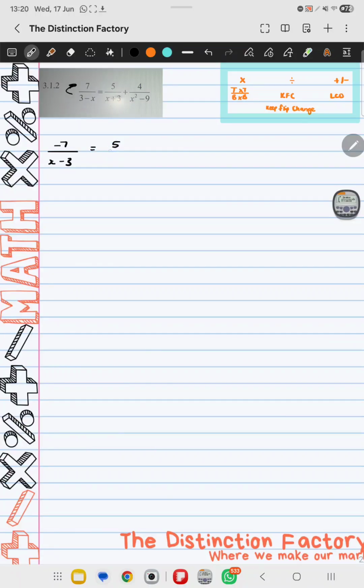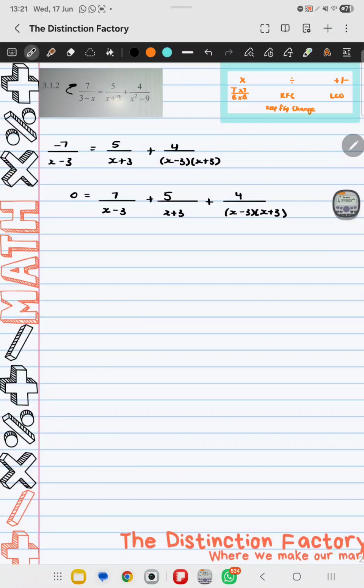And then I can now factorize the next denominator, which is the x squared minus 9. So that will become x minus 3 and x plus 3. Right, so from here, I can now get all my fractions onto one side. So I'll move this guy across and it becomes a positive 7 over x minus 3. And then these kind of just stay the same. So let me just write that out.